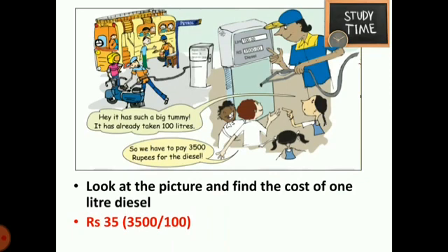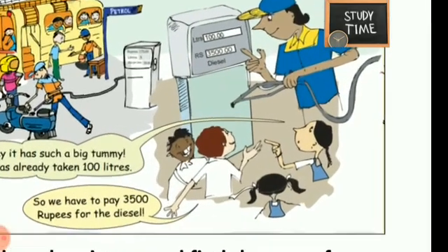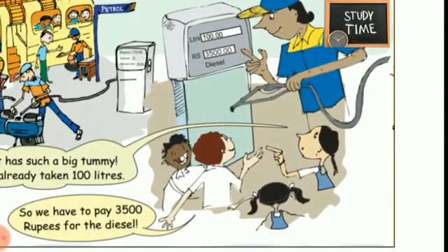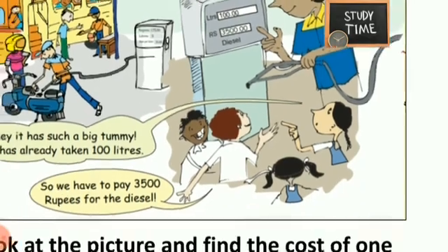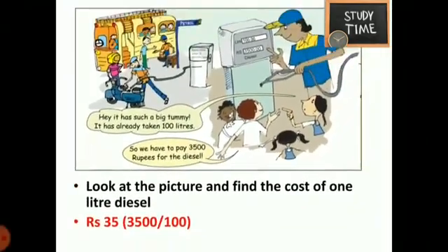After filling the diesel, they gave rupees 3,500. You can see in the picture. Look at the picture and find the cost of 1 liter diesel. Here I'll zoom and show you. Here the cost of 100 liters of petrol is rupees 3,500. Therefore, the cost of 1 liter diesel is rupees 35. When you divide 3500 by 100, you will be getting the cost of 1 liter diesel, that is rupees 35.